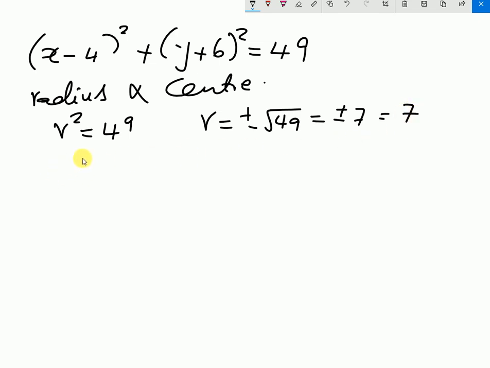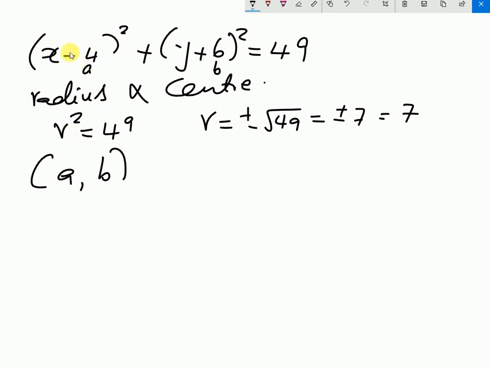Now people, here the center is (a, b). We are taking the a from here and the b from here. But when you put them in here, it must be the opposite sign of this. I'm repeating it. When you write the center here, it must be in the opposite sign.